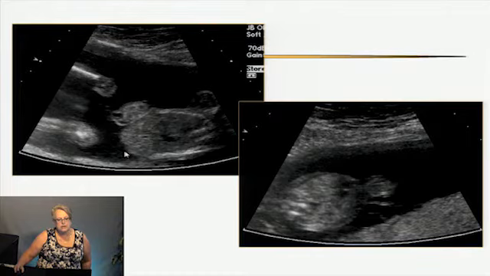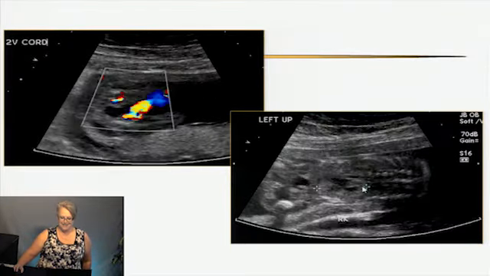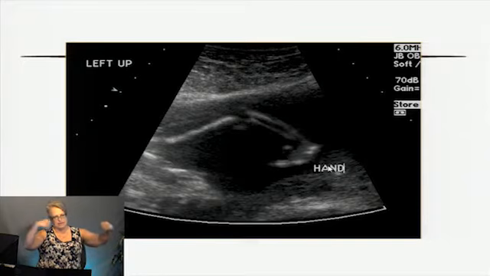This is looking at a cross section of the abdomen. So this is my ventral wall. So unless that's a funky scrotum or something, that shouldn't be there. So let's put on some color. Single umbilical artery. Looking at the kidney. Looking at the hand. And when this baby moved, the hand stayed like that.